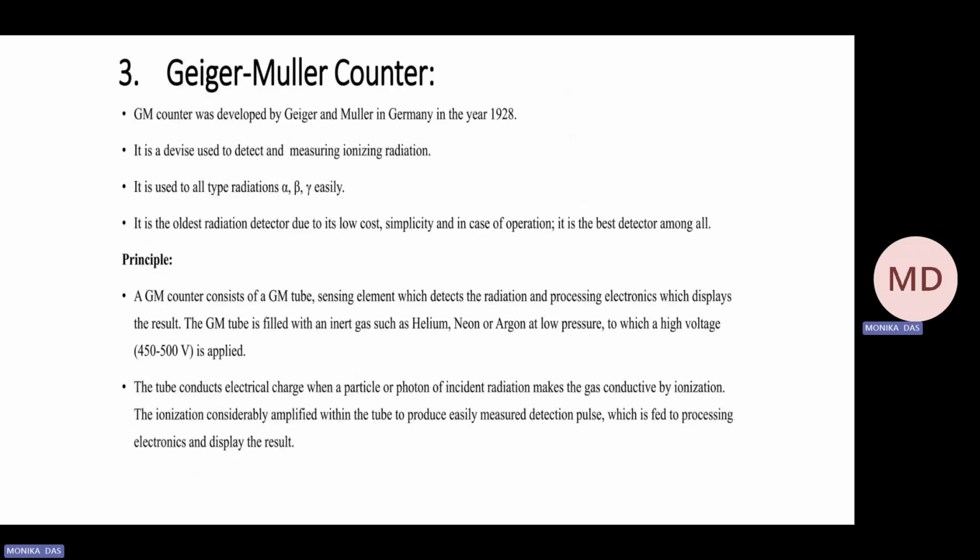So here the Geiger-Müller counter plays an important role in the identification of the radiation. So I have made an account of this topic to be very clear about the Geiger-Müller counter, because it is the most important instrument in this subject. The Geiger-Müller counter was developed by Geiger and Müller in Germany in the year 1928.